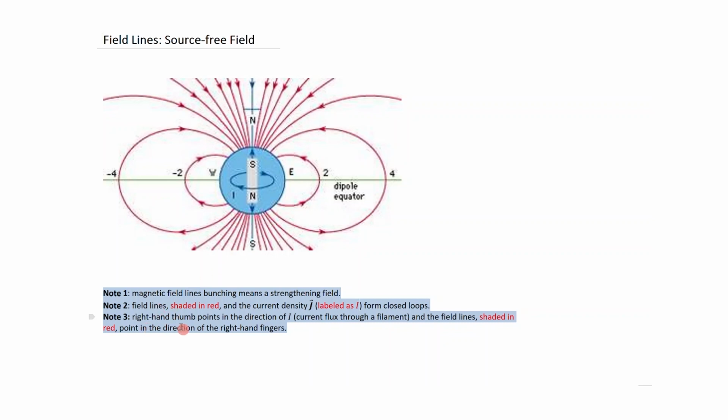And thirdly, the right-hand thumb points in the direction of I, the current flux through a filament, and the field lines, if this is taken as a current filament, and the field lines shaded in red point in the direction of the right-hand fingers. So if you were to take your thumb and point it in this direction, then your fingers would be basically pointing downwards through here. So that means the field lines come through the center, out the other side, and eventually come back, forming a closed loop. So that's a very quick way of assessing the relationship between the direction of the current flux density and the direction of the field lines.